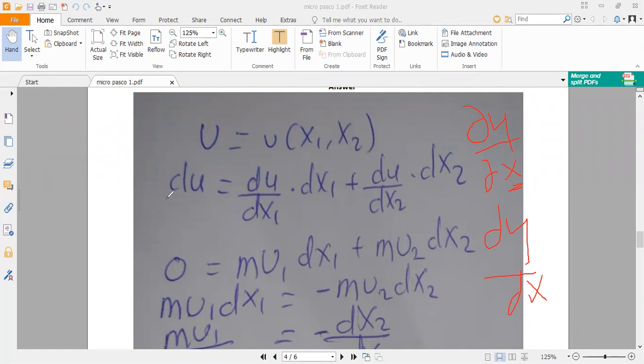So when you are using total, we don't use this. It's d that we use. We don't use the delta. All right, thank you. Okay, any other question?